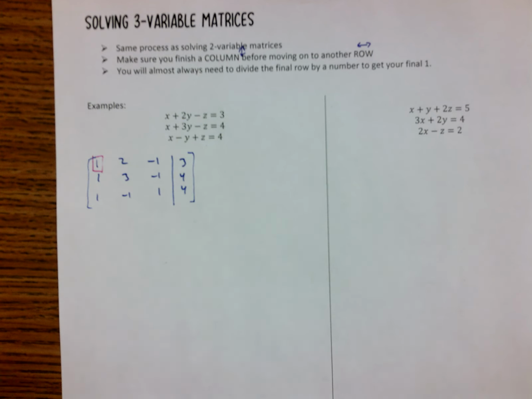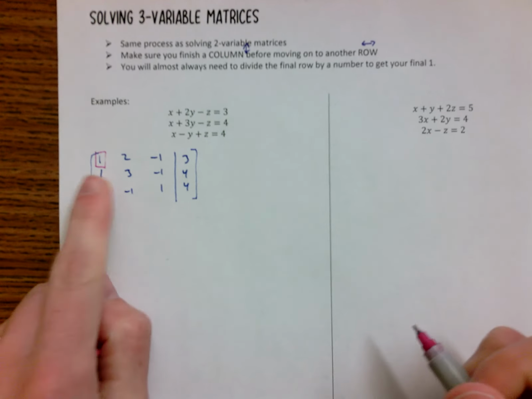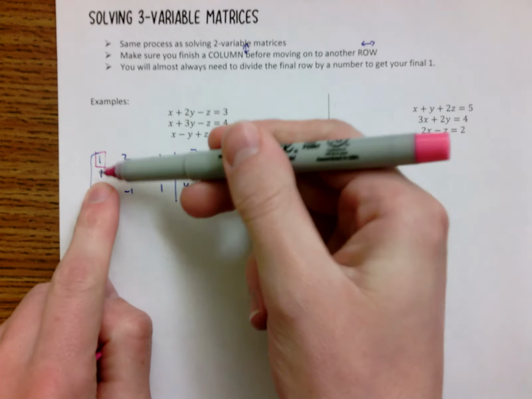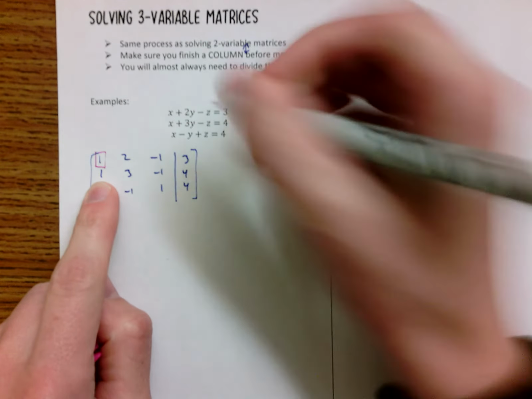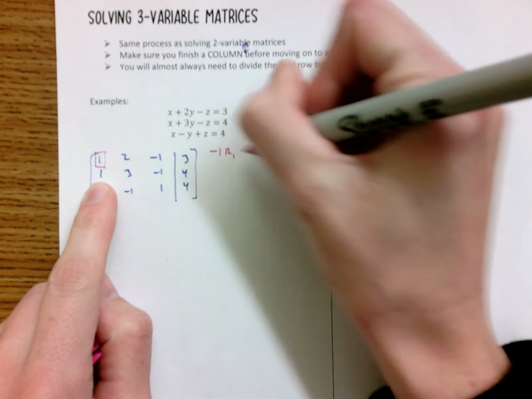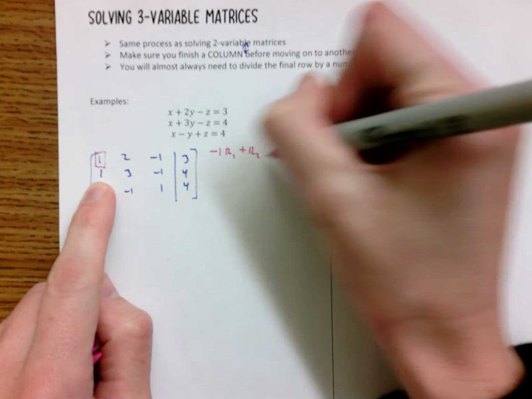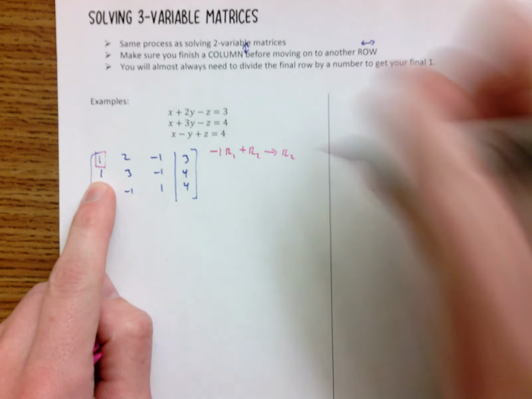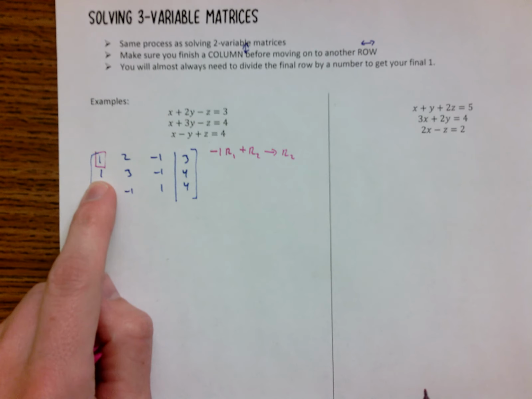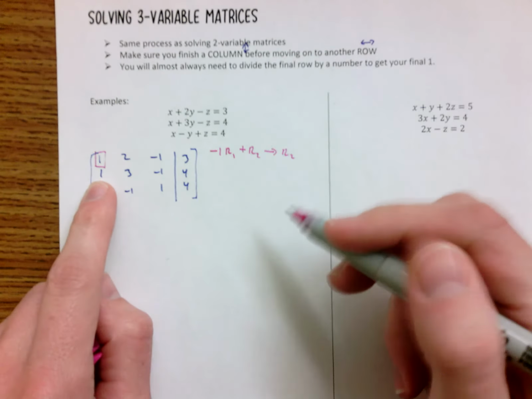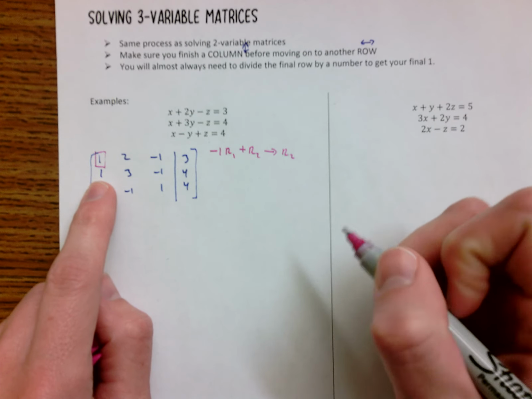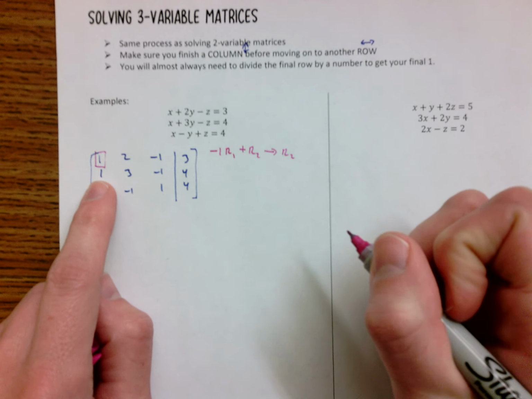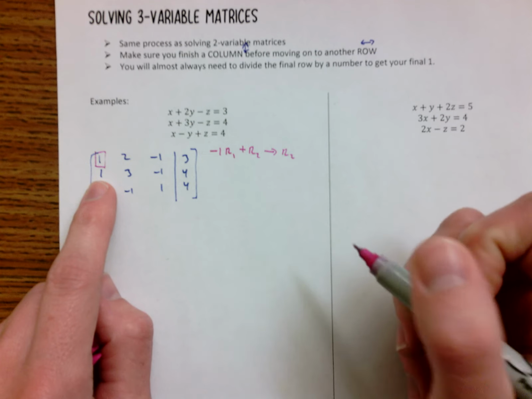I'm going to clear the rest of the column. To get rid of this one, I'm going to multiply it by the opposite number and add them together. So I'm going to multiply negative 1 times row 1, add it to row 2, and put that answer in row 2. I always do that. You might be asking, why can't I just subtract them? You could, but I find that people make a lot more mistakes when they try to subtract than if they just add negatives.